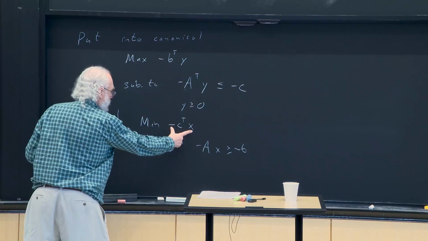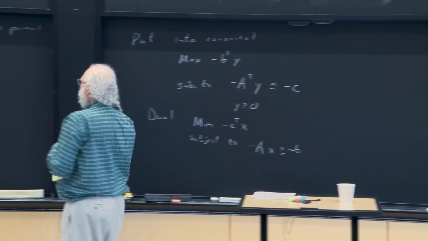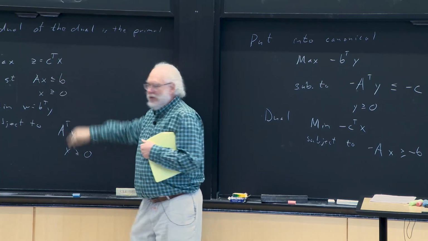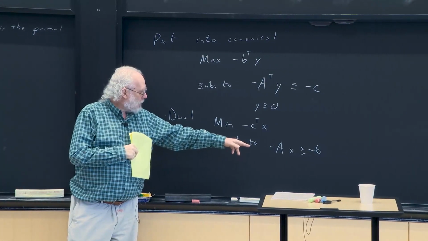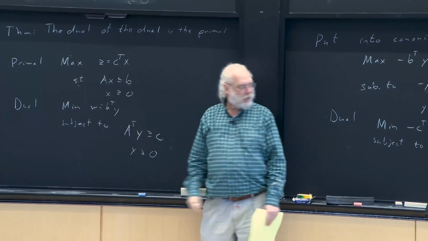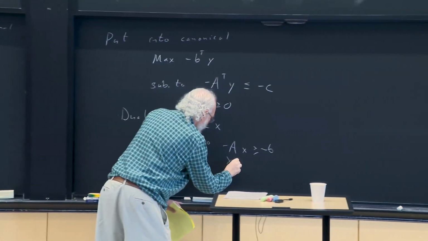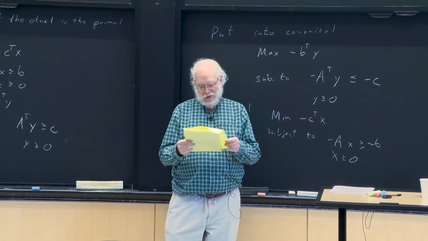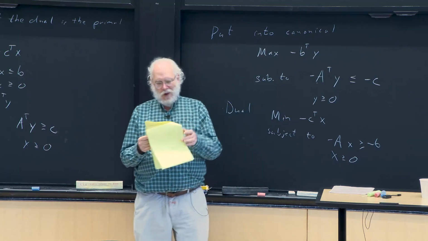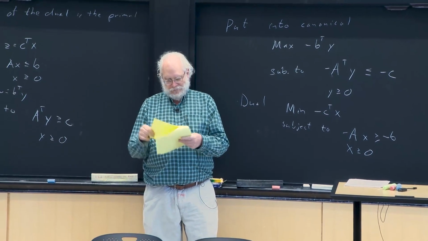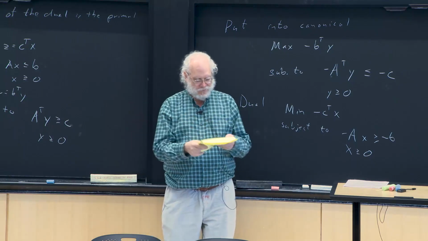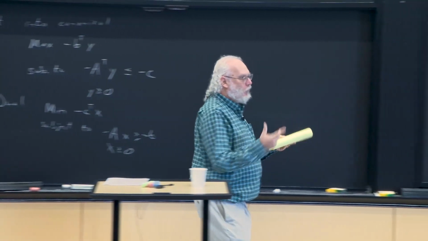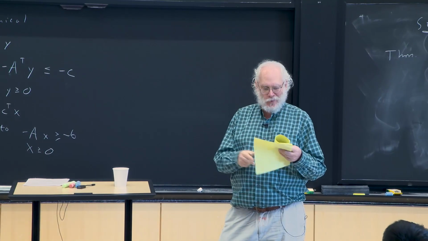But now if we just take the negative of this and the negative of this, we get back to the original thing: maximize z equals c transpose x, such that ax is less than or equal to b, rather than minus ax greater than or equal to minus b, and x greater than or equal to 0. So the dual of the dual is the primal, which justifies the name dual.